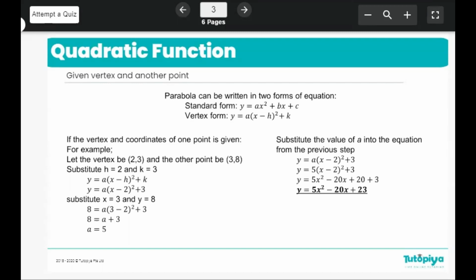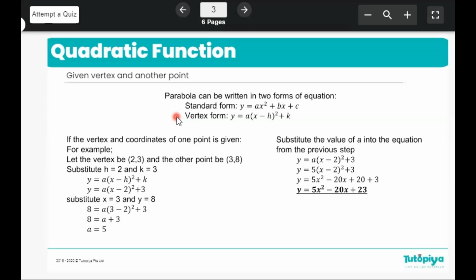Now, it's important to remember that when we have quadratic functions, we can have it in the form of y equals ax squared plus bx plus c. And this is a standard form that we have. But we can also have it written in the form of y equals a(x minus h) squared plus k. And this format is also known as completed square format or the vertex form.